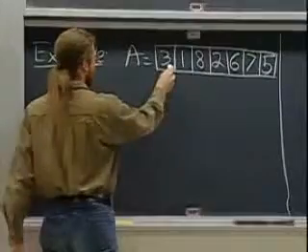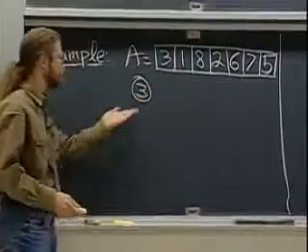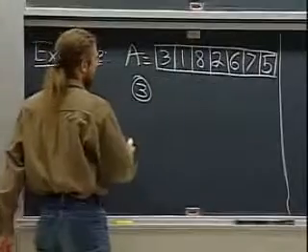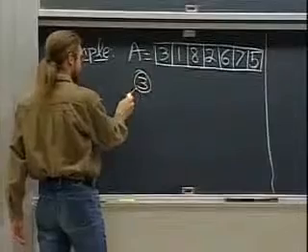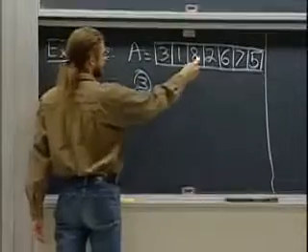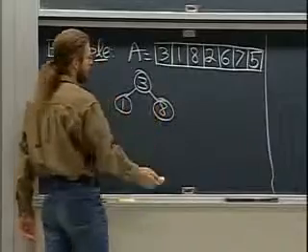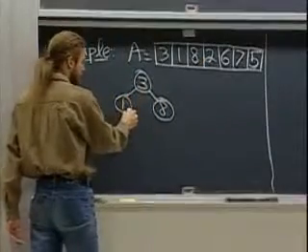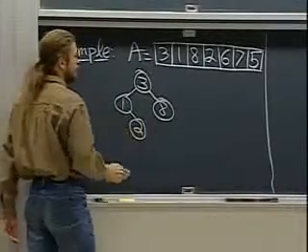So the first element I see is 3. So I insert 3 into an empty tree. That requires no comparisons. Then I insert 1. Is 1 bigger or less than 3? It's smaller, so I put it over here. Then I insert 8. That's bigger than 3, so it gets a new leaf over here. Then I insert 2. That fits between 1 and 3, and so it would fall off the right child of 1. So I add 2 there.